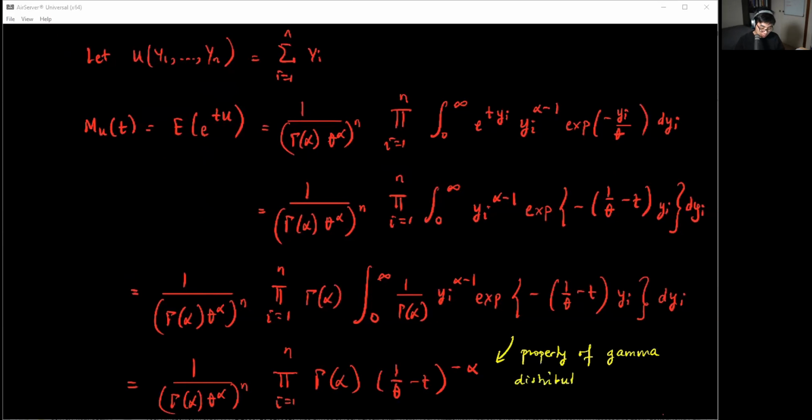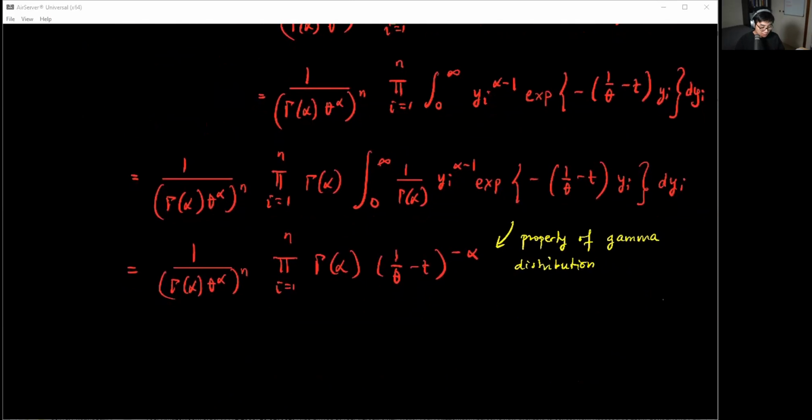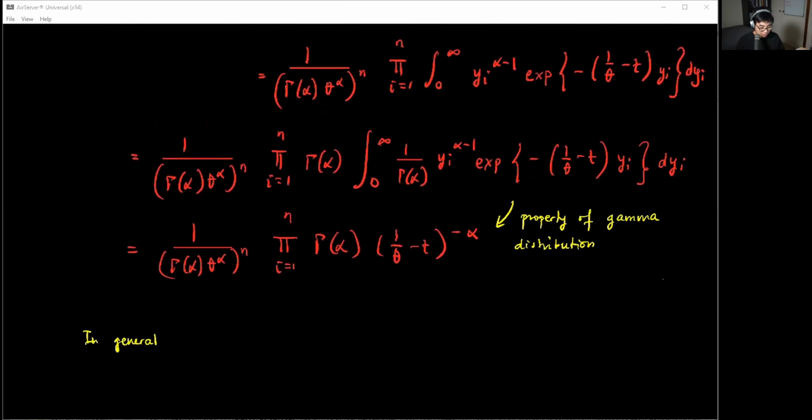How did I get that? Because it has to integrate to 1, since it's a distribution. I'll show you how I get that. In general, you have this sort of relationship right here: the integral of 1 over gamma alpha, theta alpha, yi to the alpha minus 1, exponential of minus yi over theta.